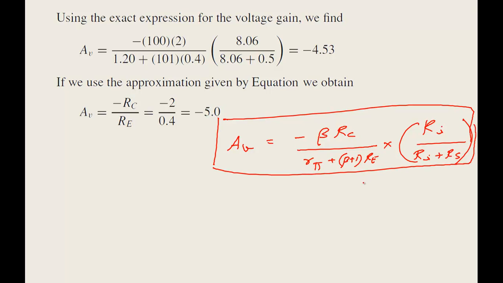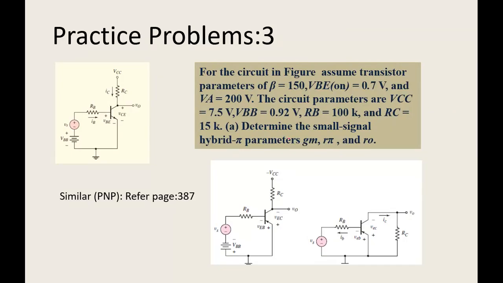When you substitute all the values here, you will get a voltage gain of minus 4.3, and approximately, if you want to find out, AV will be equal to output resistance by the input resistance, which is minus 5. So this is how you solve the small signal model with emitter resistance without any bypass. Okay, so practice problem 3, this is for your DA1 again, so I want you to do this.